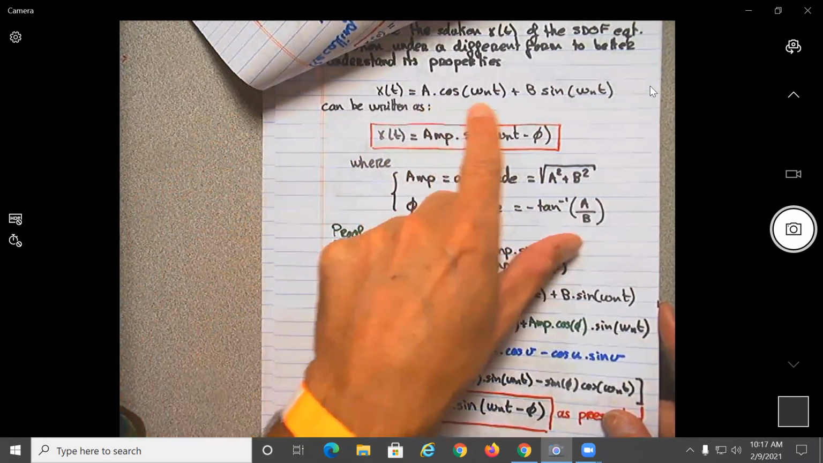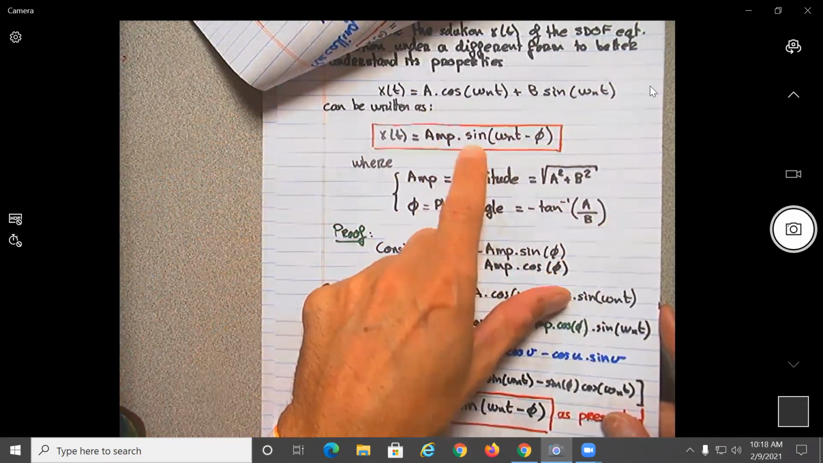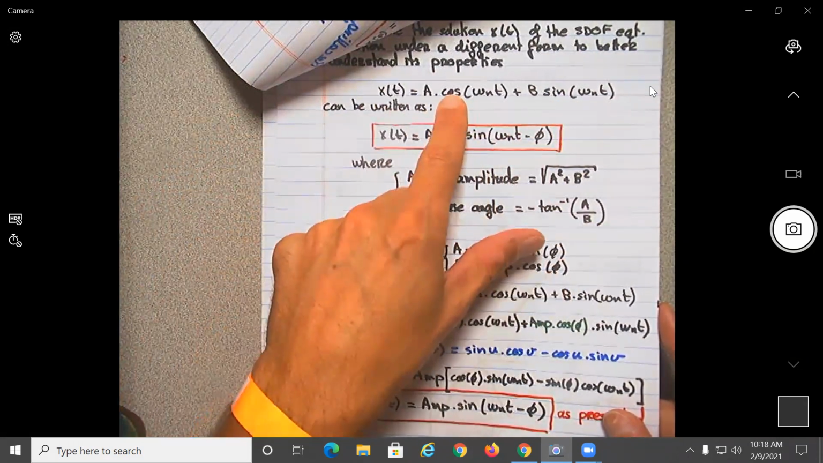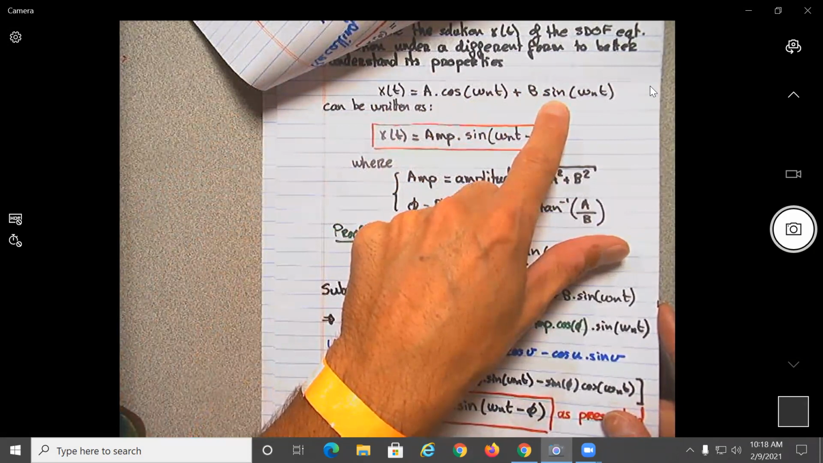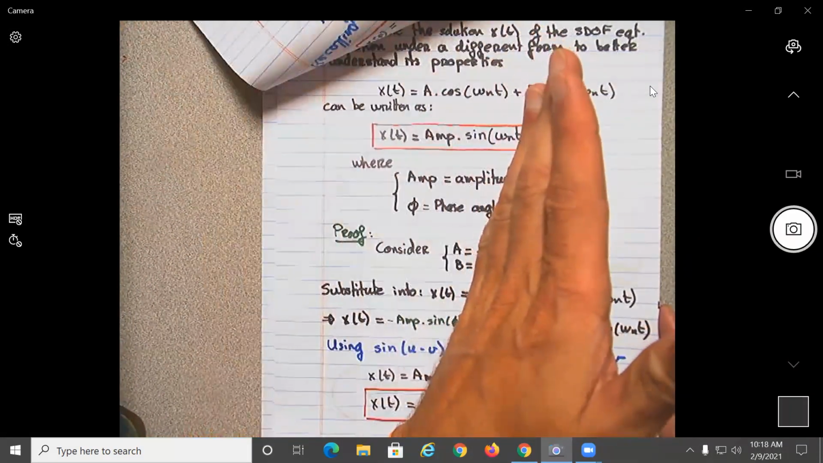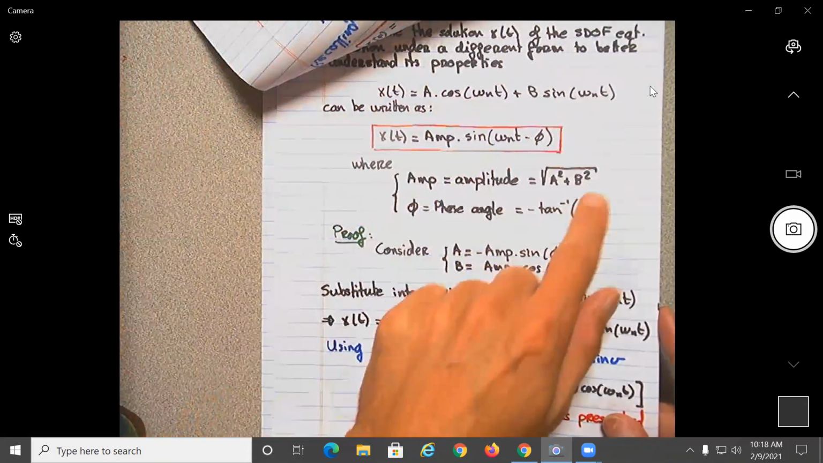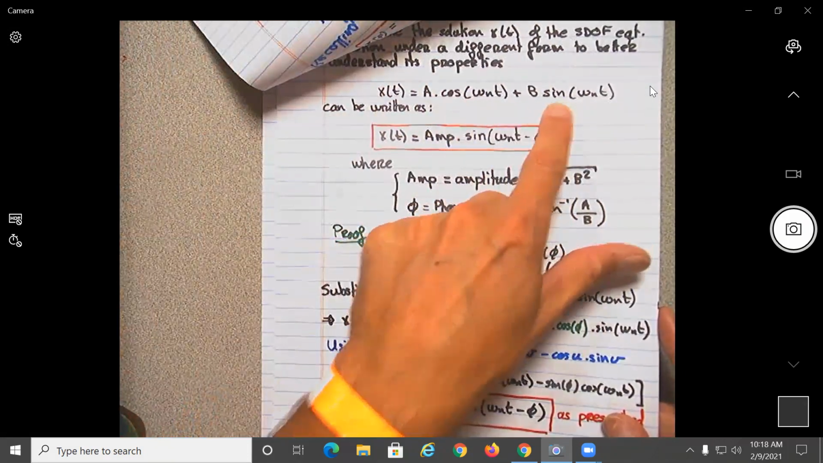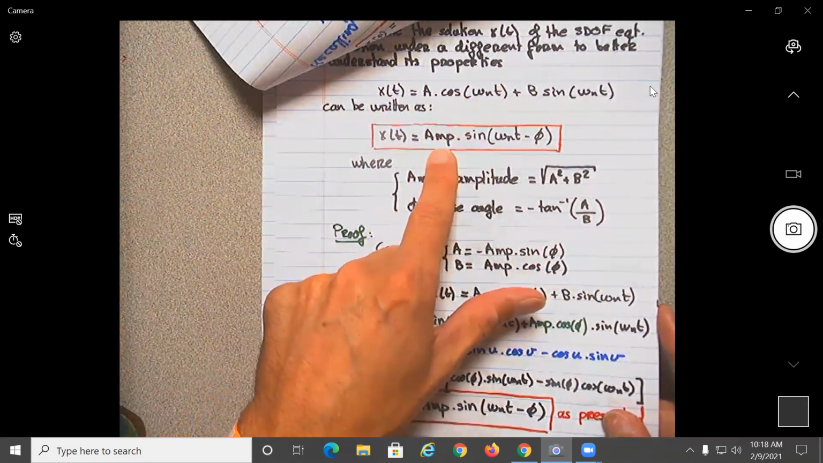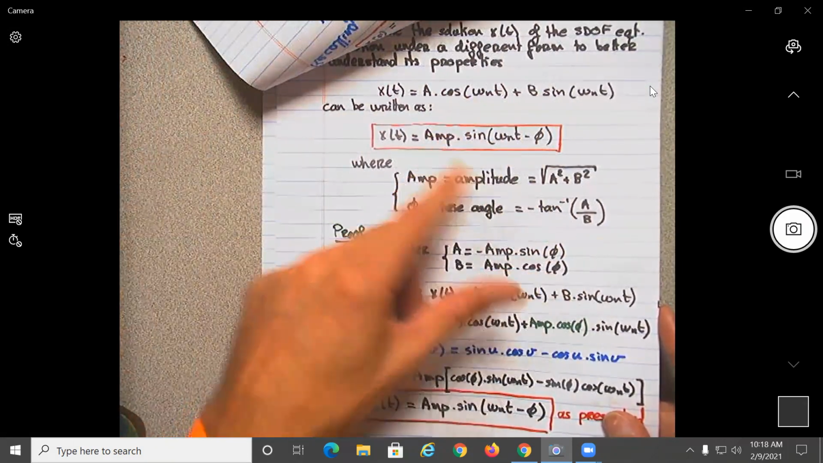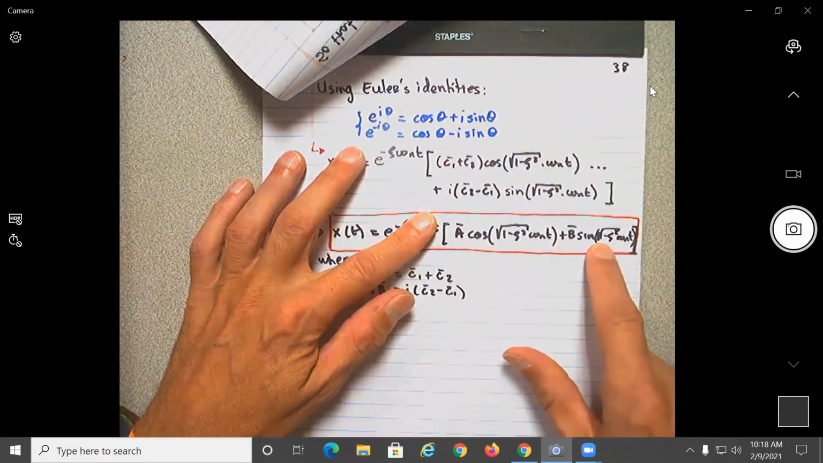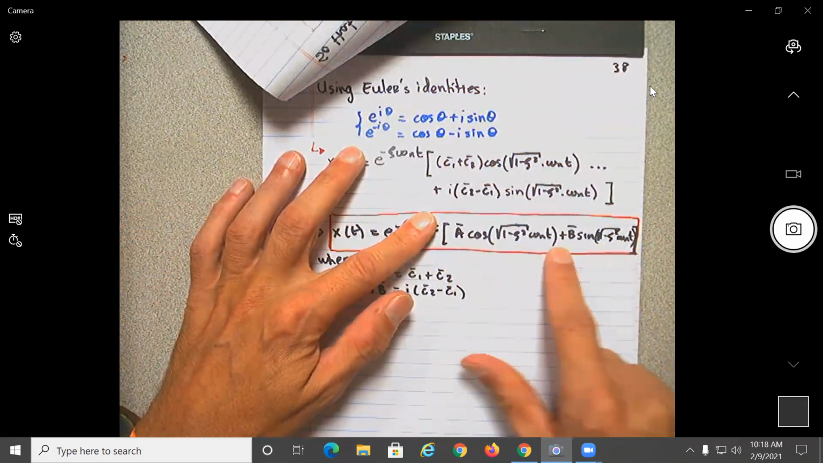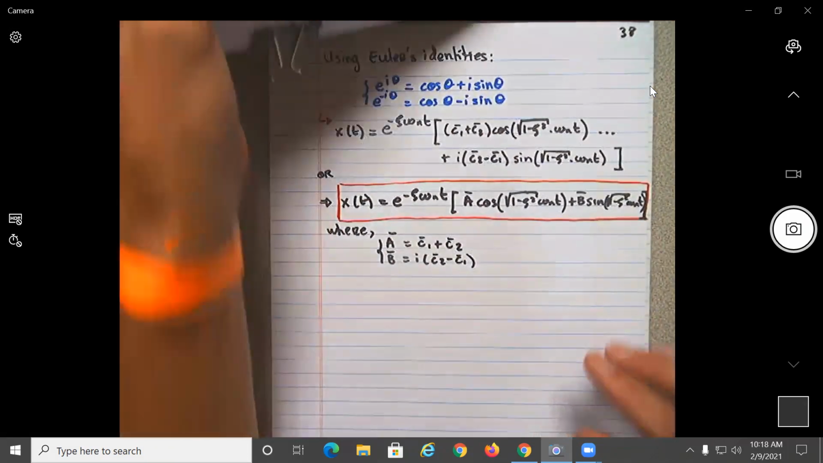Just remember that we can rewrite this in the form of an amplitude times sine, or actually it could be sine or cosine, because the sine is the same thing as the cosine, but you just move a certain angle, a phase. So this equation, you could write as amplitude times sine or cosine, but what's important is that you can write it under this form. This part over here is a cosine plus b sine, so all this part we can write as just one term.